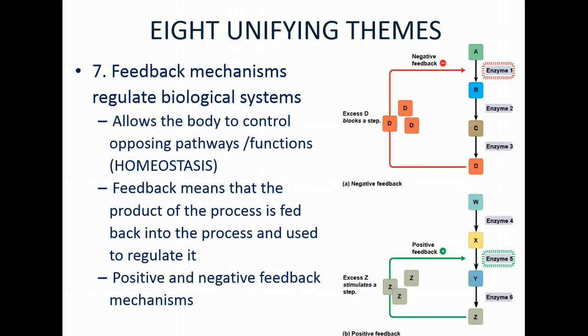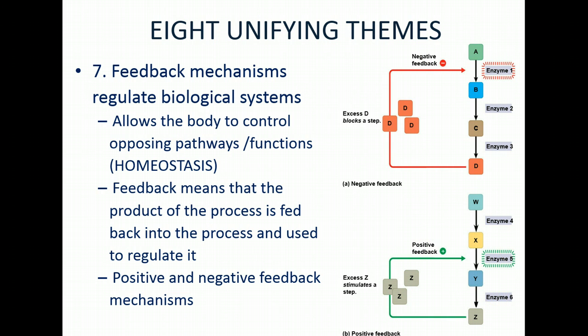Okay, the seventh unifying theme is that feedback mechanisms regulate biological systems. And what we mean by a feedback mechanism is that the end product of a pathway feeds back into that pathway and has a result. So it allows the body to control opposing pathways and functions. What we're looking at here is two different examples. So at the top we have a negative feedback mechanism, and at the bottom we have a positive feedback mechanism.